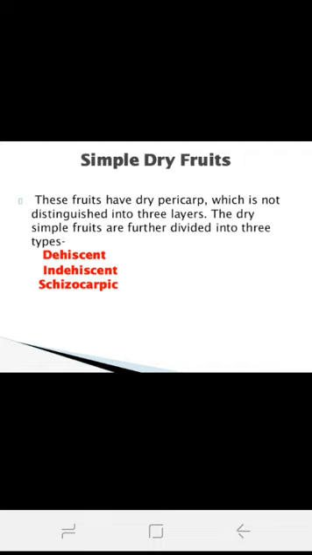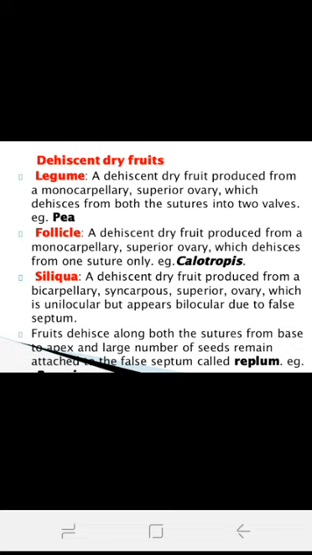Now next is simple dry fruits. Dry fruits have a dry pericarp not differentiated into three layers. And these dry fruits are again classified into dry dehiscent, dry indehiscent and schizocarpic. What do you mean by dehiscent dry fruits? It is again classified into different categories. So legume: dehiscent means it splits open. It is produced from a monocarpellary superior ovary, and while dehiscing it cuts into two halves through the sutures or through the valves. A common example is pea, which cuts into two halves.